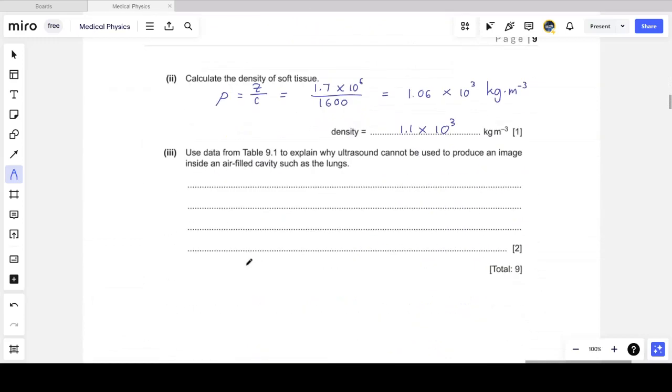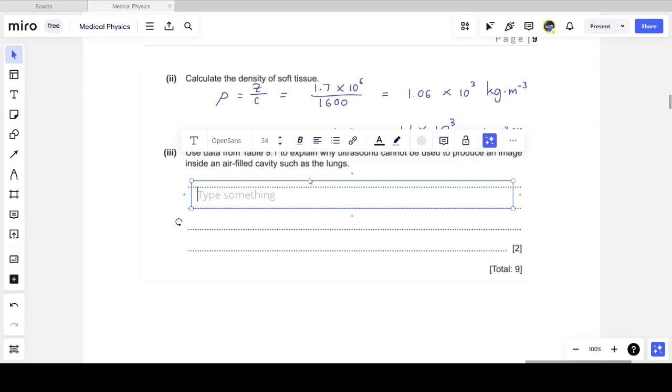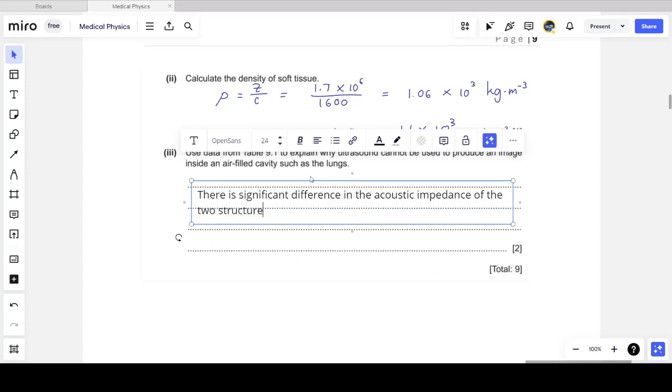And what that means is most of the wave will be reflected. So the wave moving from skin, from tissue into the lungs, most of the wave will be reflected and hardly any will actually go into the lungs. And so we can't actually get our ultrasound in, so we're not going to get anything coming back out. So how do we say this in words? We can do it mathematically as well, but saying it in words is sufficient. There's a significant difference in the acoustic impedance of the two structures, or you can say of soft tissue and air.